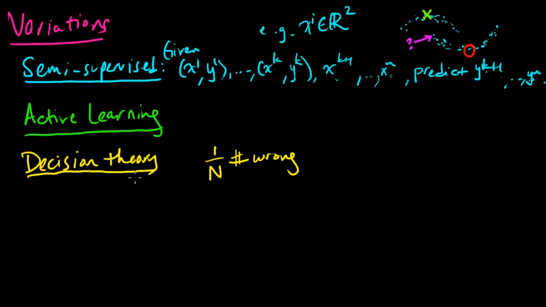But you might take something else instead. For example, in decision theory, here's a classic example. Say you're a medical doctor and you get patients, and you have to decide whether they have cancer or not.